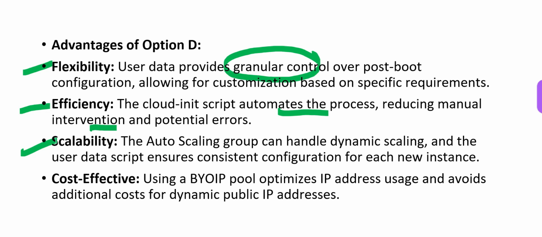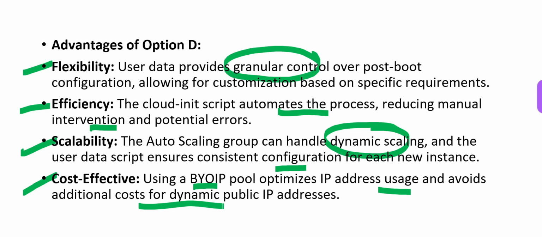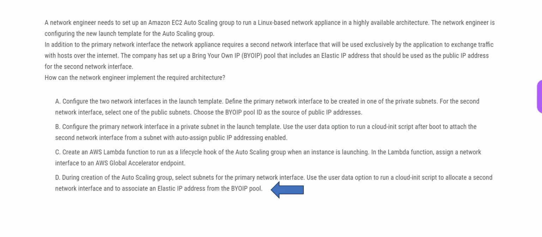Because an auto scaling group can dynamically scale, because an auto scaling group is meant for that. And the user data script ensures consistent configuration. See, scaling up and configuration not being consistent is a bad thing. But here it is not happening. And then the other thing is it is cost effective. Why? Because you are already using the bring your own IP pool and the same IP addresses you will use. So there is no additional cost for dynamic IP addresses. So this is our final answer, option D.